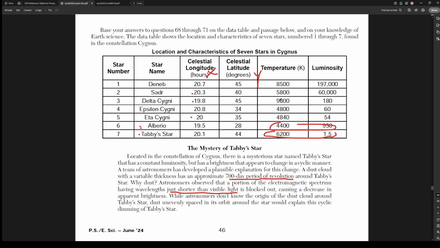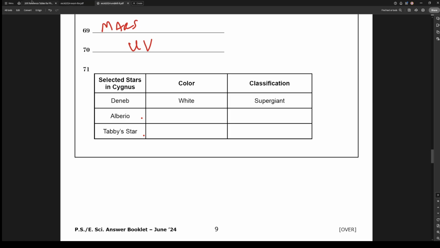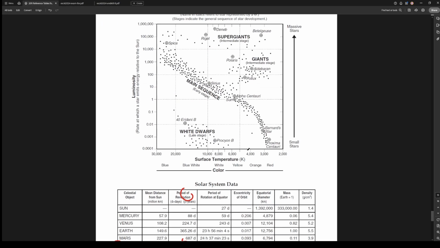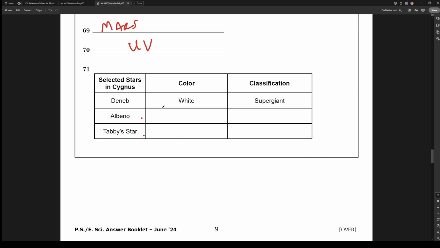4400 temperature, 950 luminosity. 4400 temperature is like here, and 950 luminosity is up here. So this is going to be a giant, and it's going to be between orange and yellow color right there. I'll just write yellow. Okay.